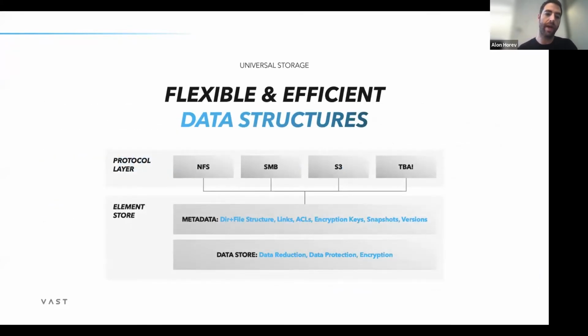Within this architecture, when it comes to the software, we have the protocol layer, where we have the servers for NFS, the SMB server, the S3 server, and more protocols coming in the future. And a layer below that, we have what we call the element store. The element store is really the implementation of a file system. How does a directory look when you have a million names in it? How does a file look when it has many different extents, many different regions that were written to?